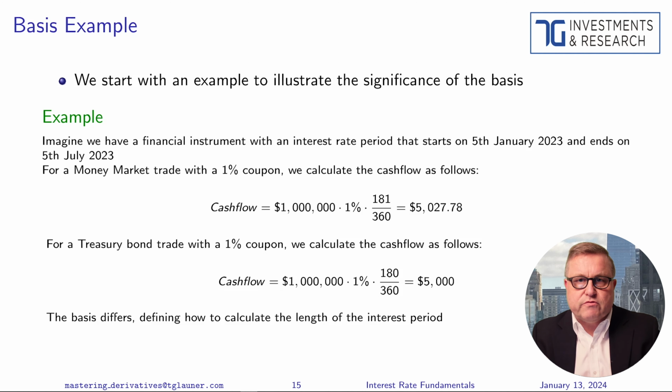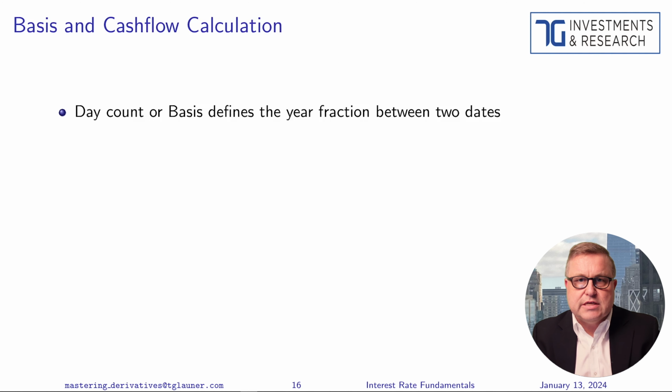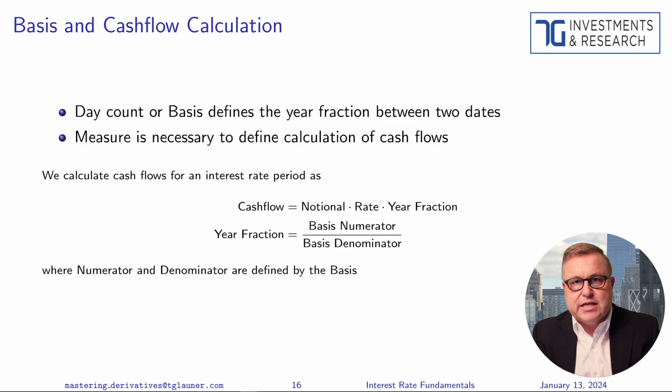This difference stems from varying basis definitions, which dictate how you calculate the length of a period for interest rates as a fraction of a year. It's essential for determining cash flows. In essence, cash flow calculation always involves multiplying notional times rate times basis. You can remember this term, which also sometimes is loosely used as notional times rate times number of days divided by basis. This remains consistent across all interest rate cash flow calculations.